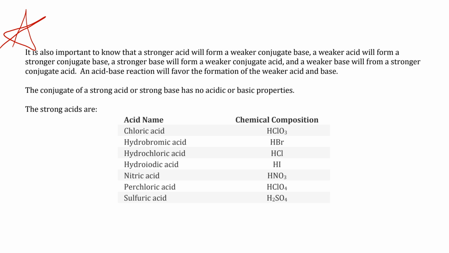The conjugate of a strong acid or a strong base has no acidic or basic properties. The strong acids are chloric acid, HClO3, hydrobromic acid, HBr, hydrochloric acid, HCl, hydroiodic acid, HI, nitric acid, HNO3, perchloric acid, HClO4, and sulfuric acid, H2SO4.